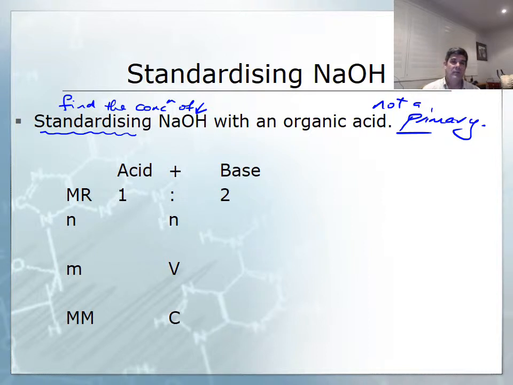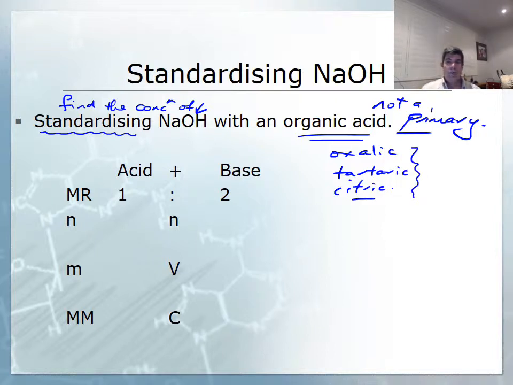How do we do that? The easiest way to do that is with an organic acid. So you might titrate against oxalic or tartaric or citric or whatever. Depending on what you use will affect these particular mole ratios. So let's say, for example, we look at something like tartaric acid, which is C4H6O6, and it's a diprotic acid.